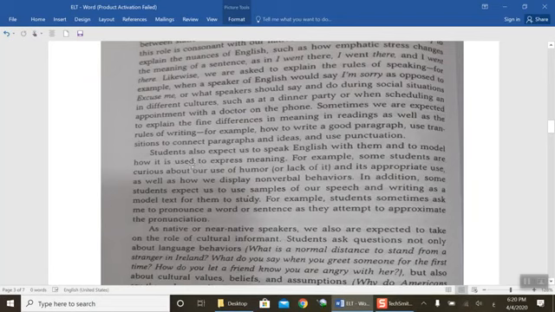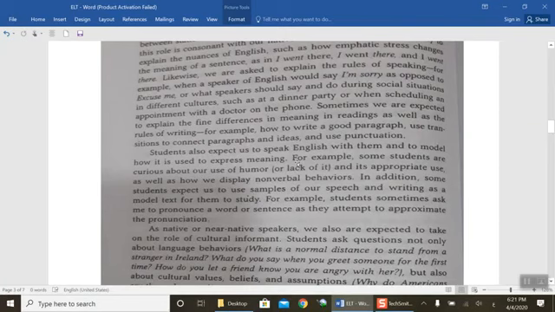Students also expect us to do things. What do students expect? This is number one. Number one, students expect us to explain the rules of grammar and the differences between cultures. Number two, students also expect us to speak English with them.